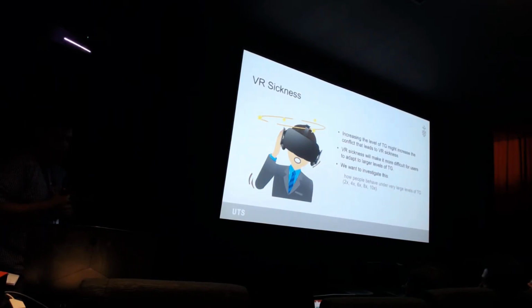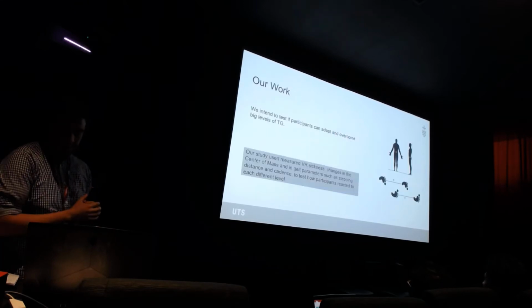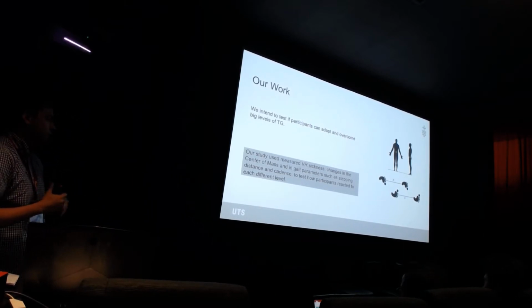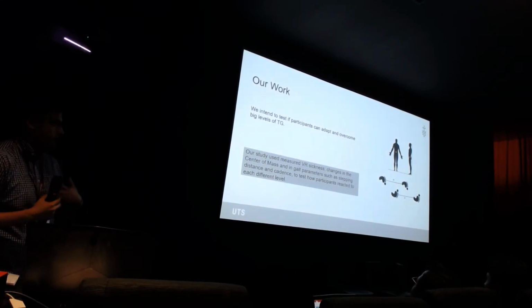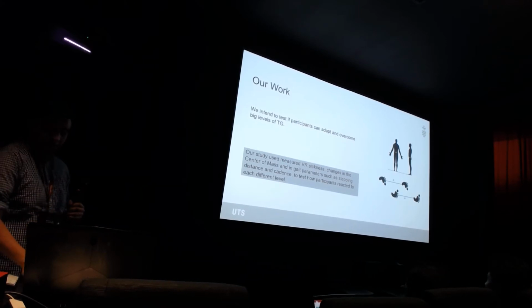So what we wanted to do with this study is see how difficult it will be for a person to adapt to large levels of TG. That's why we look at levels of 2, 4, 6, and 8. This is our work. As I said, we want to see how they adapt to and overcome big levels of TG. The way we measure this is we not only measure the levels of VR sickness based on the questionnaire, but we also measure the changes in the center of mass and their gait parameters, such as step distance or cadence, and see how long they take to react to each level.